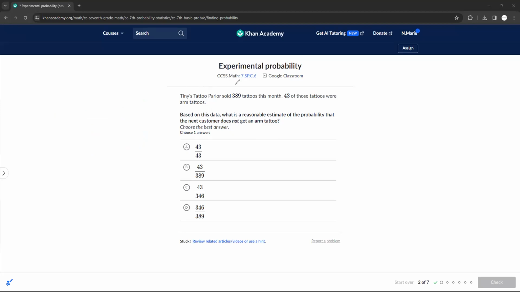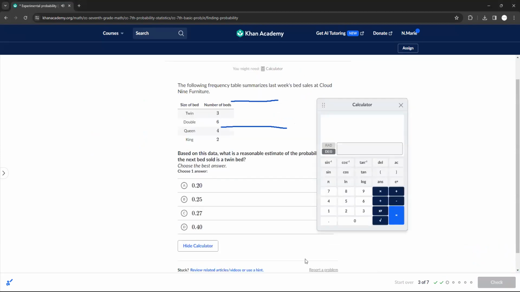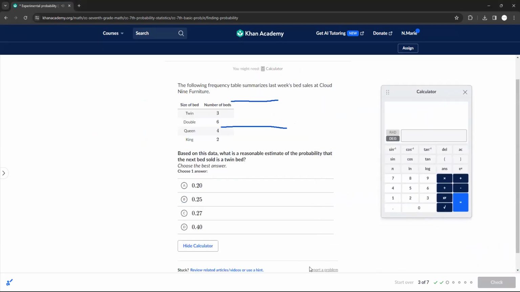All right, here. Timmy's tattoo parlor sold 389 tattoos this month. 43 of those were arm tattoos. Based on this data, what is the reasonable probability that the next customer does not get an arm tattoo? Out of the 389, 43 of them got an arm tattoo. So if we subtract that, 346 out of 389 will not get an arm tattoo. So you can see these are very simple.